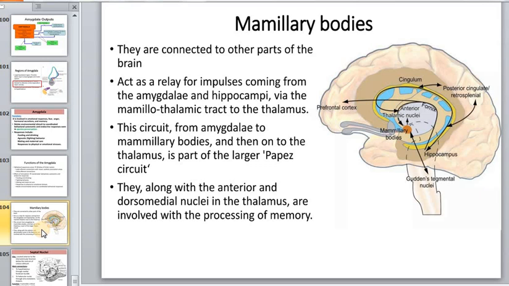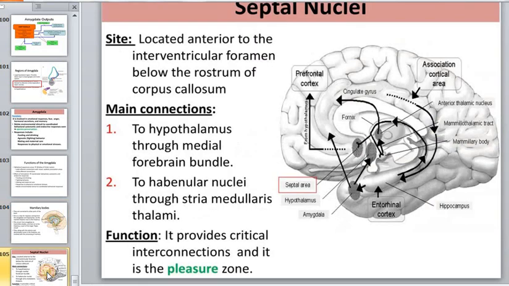Next part, the mammillary bodies. They are connected to other parts of the brain and act as a relay for impulses coming from the amygdala and hippocampi, which go through the mammillothalamic tract to the thalamus. Thus the circuit from the amygdala to the mammillary bodies, and then on to the thalamus, is part of the large circle. They, along with the anterior and dorsomedial nuclei in the thalamus, are involved with the processing of memory.